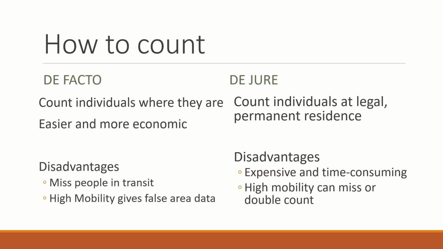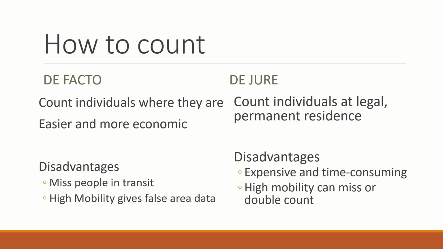Now, we have to make a decision, and a lot of census takers still do have to make a decision of how to count people. You can count people in terms of their location. In other words, de facto location is where people are. It's easier and more economic. De jure is you count individuals based on their legal and permanent residence.